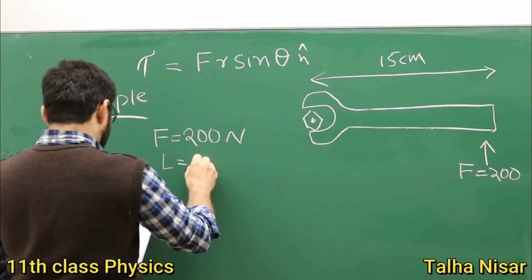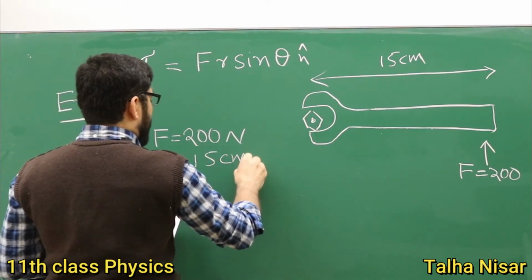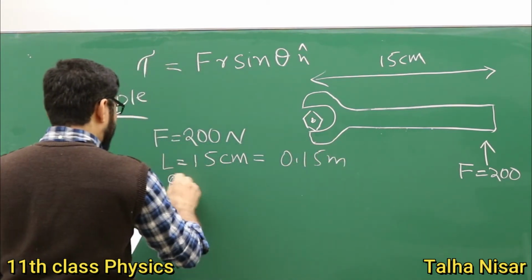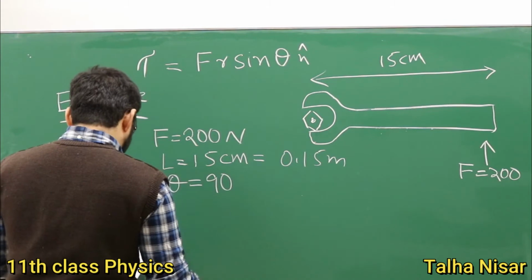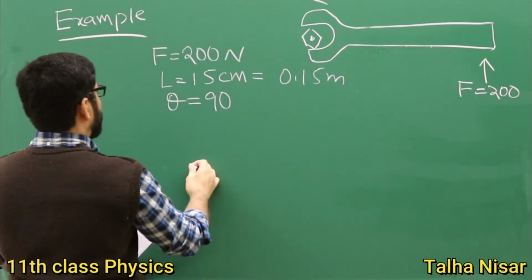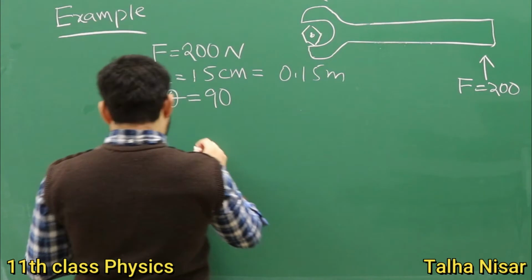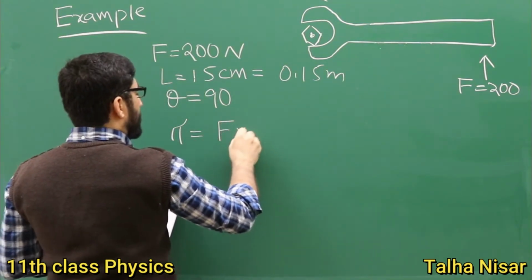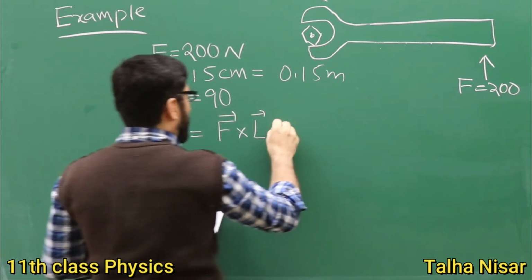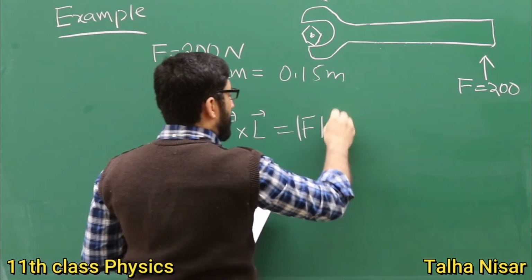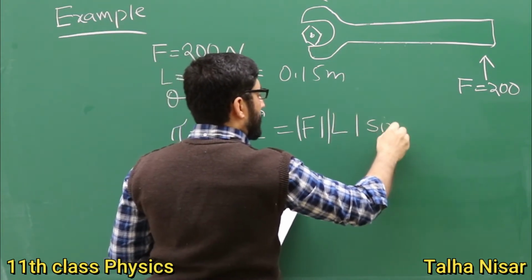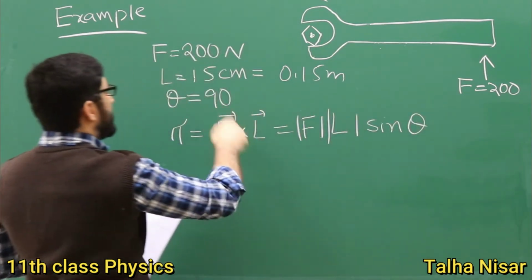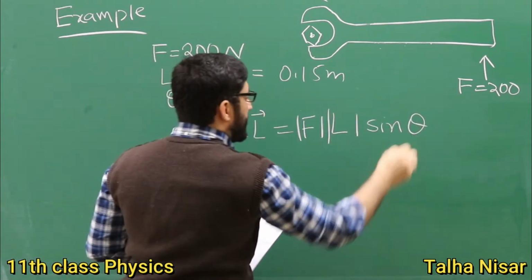the L is 15 centimeter or 0.15 meter, and the theta is 90. So this is the length here. So we know that the torque is equal to the force cross L. So this is a vector, this is a vector. So force L sine theta. Since the angle is 90 degrees here, the sine of 90 is 1.